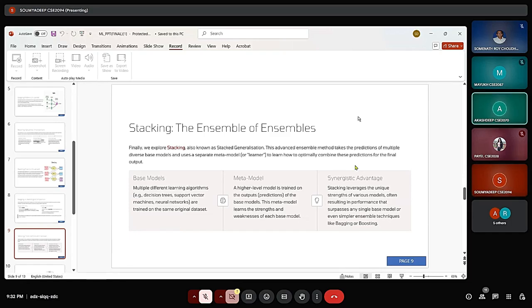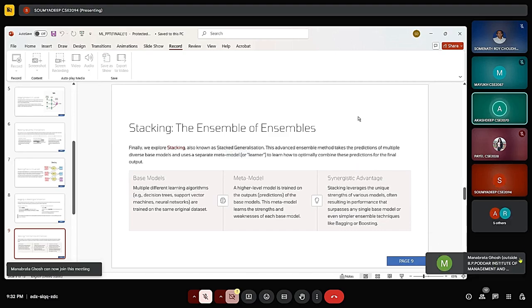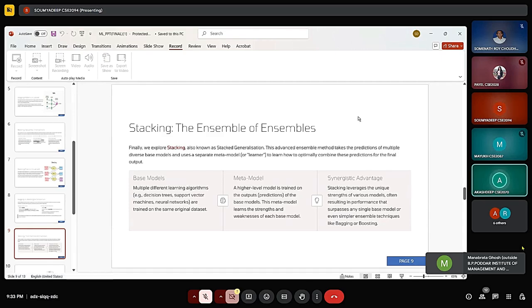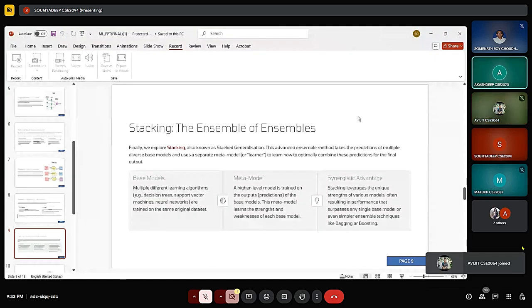So here is stacking, the third ensemble method, which is also known as the ensemble of ensembles. It is basically termed stacked generalization. It takes the predictions of multiple diverse base models and uses a separate meta model, or learner, to learn how to optimally combine these predictions for the output. Base models include decision trees, support vector machines, etc. And the meta model is trained on the outputs of the base models. The synergistic advantage is that it surpasses any single base model or even simple ensemble techniques like bagging or boosting. And the next slide will be presented by Swami.